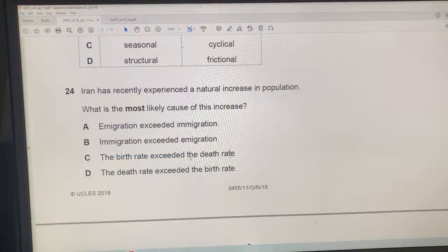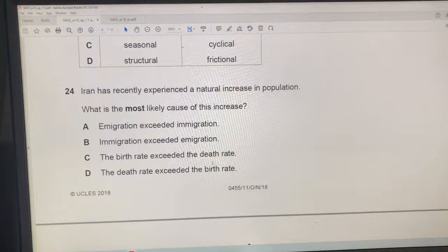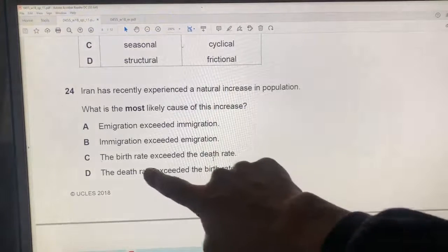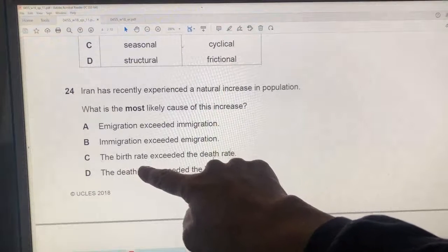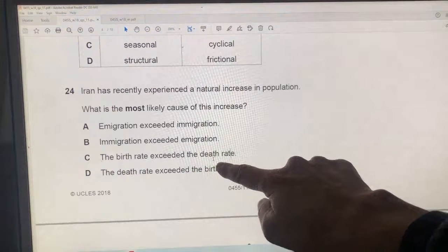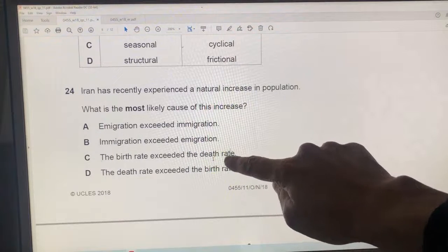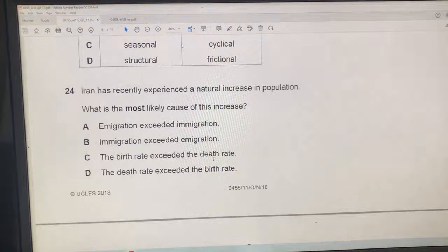If your birth rate exceeds the death rate, then your population will grow. That means more babies are being born per 1,000 people, and fewer people are dying per 1,000 people. Maybe better health care.